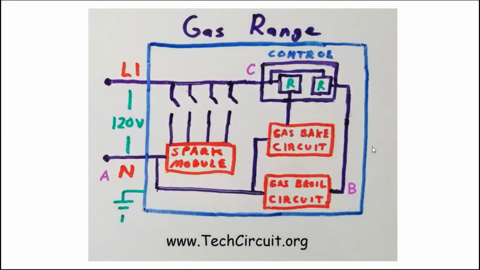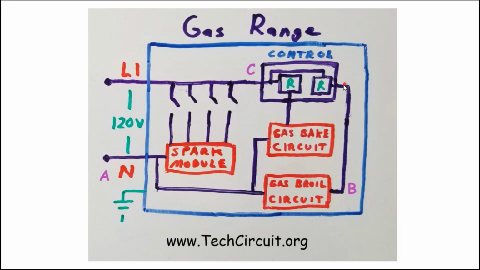Troubleshooting 120 volt appliances can be done much in the same way as with 240 volt appliances. Suppose, in this case, that your broil circuit wasn't working. So you connect your reference lead to neutral, you come over here, and you check point B with your other lead. You should have 120 volts here in a working broil circuit if this is activated. But you don't, you've got 0 volts here.